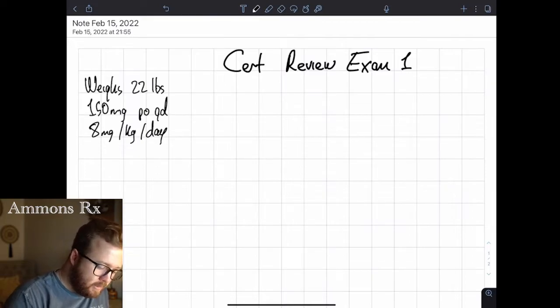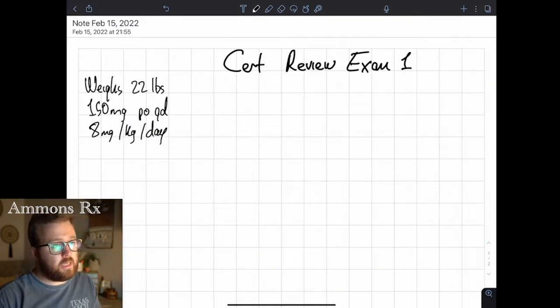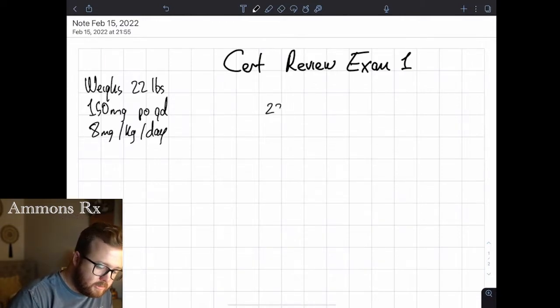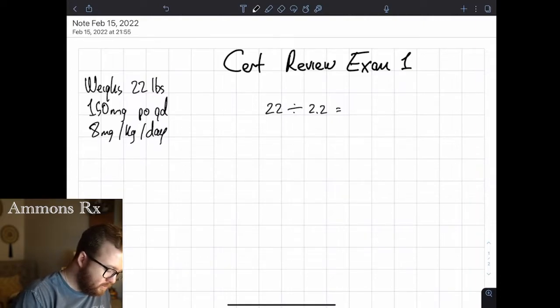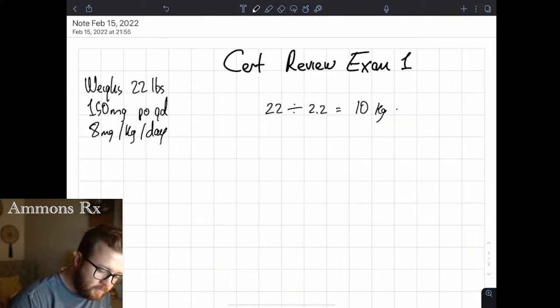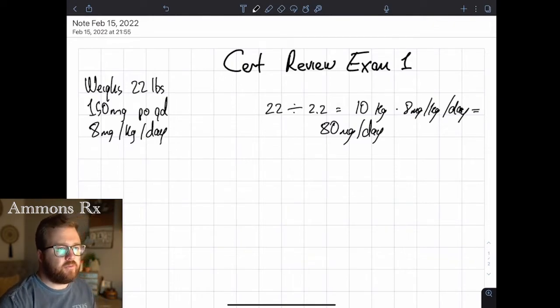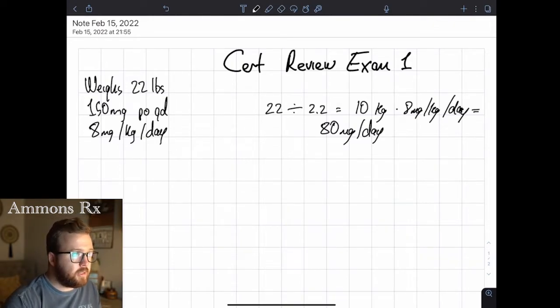Let's find out. So remember, converting pounds to kilograms, a kilogram is heavier, so we're going to do 22 divided by 2.2. And we get 10 kilograms. And we're going to multiply that by the 8 milligram per kilogram per day. And we're going to get 80 milligrams per day. Okay, then we have to look at, okay, he's getting 150 milligrams every day. He should be getting 80, so it's going to be too high, about double.